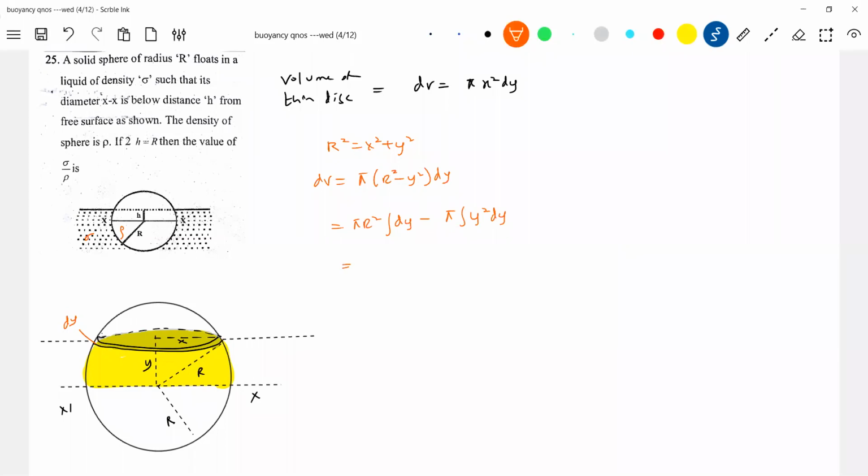What should be the dy? Dy, what shall I write? It's very simple. Problem is over. Shall I write 0 to h? 0 to h. And what is h? H equal to r. So pi r square h minus pi h cube by 3.